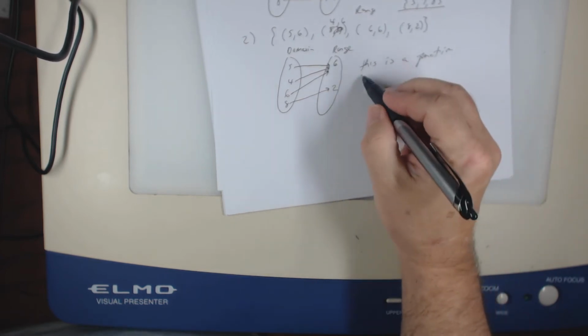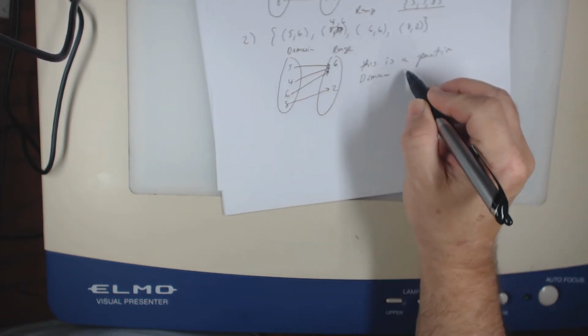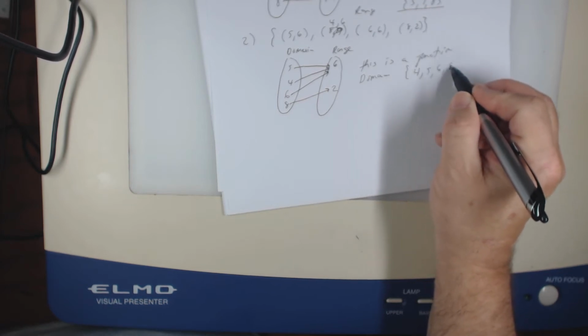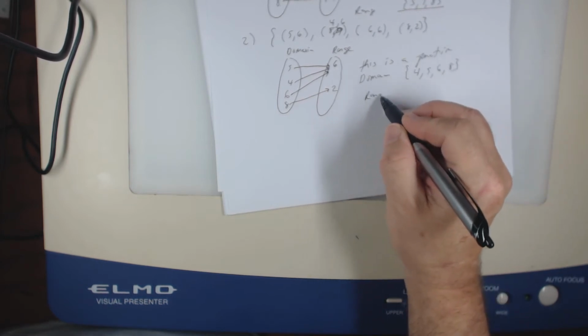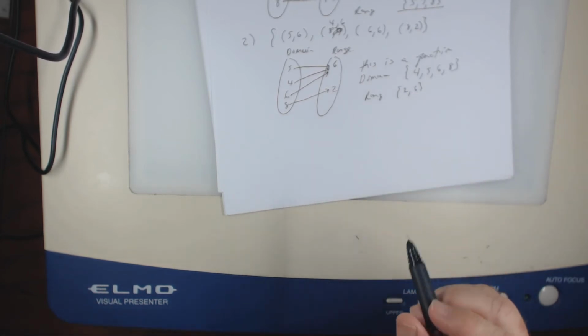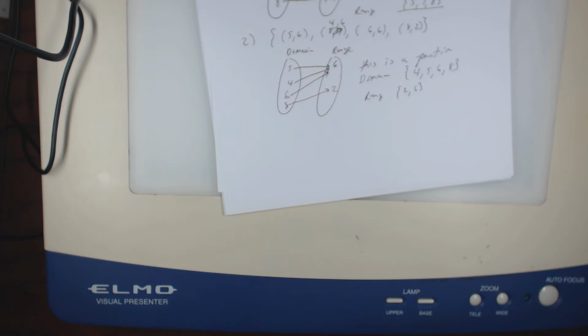Okay. Now what's the domain? Brace, 4, 5, 6, and 8. What's the range? 2 and 6. Don't list 6 three times. Don't say 2, 6, 6, 6. It's just 2 and 6.